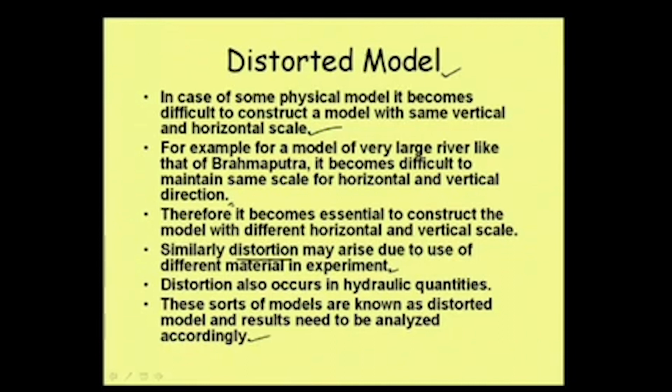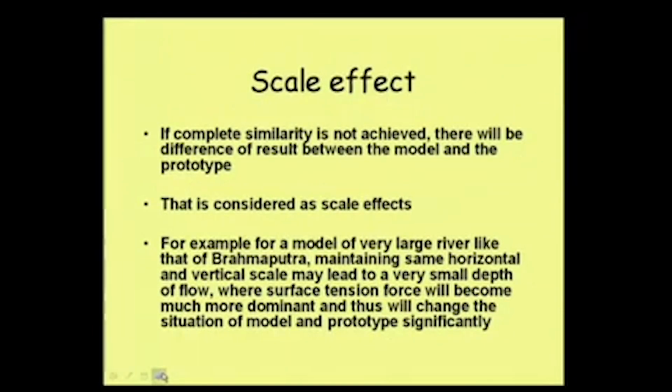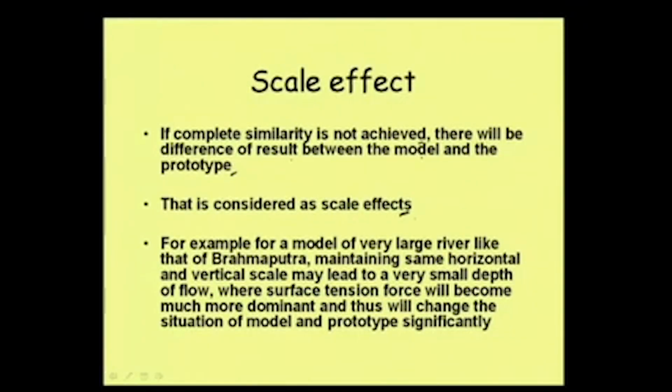So, these sorts of models are known as distorted models, and results need to be analyzed accordingly. Once we are getting the result, if we know that there is distortion in the model, then the result will have to be analyzed accordingly. Then we talk about scale effect. Almost these two are related. If complete similarity is not achieved, there will be a difference in result between the model and the prototype. As we have explained, maintaining similarity of all the forces is not possible, so complete similarity many a time we may not achieve. That is considered as scale effect.